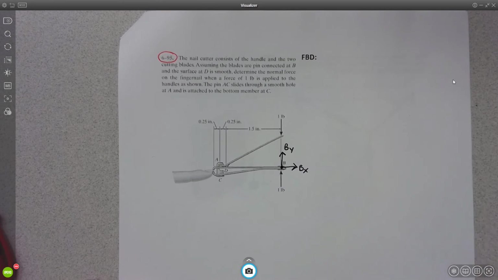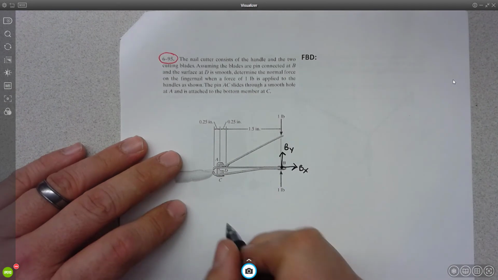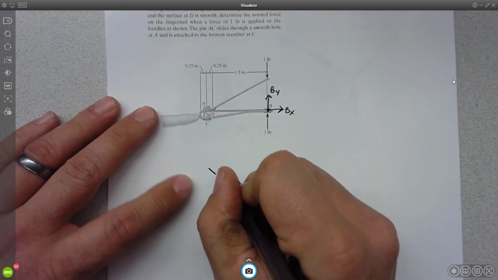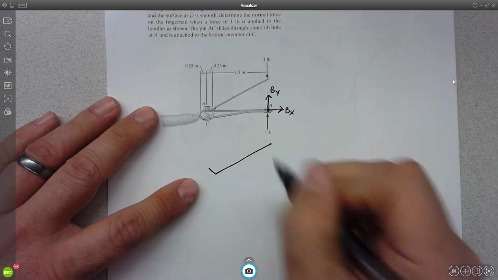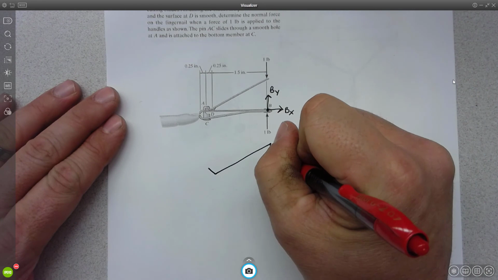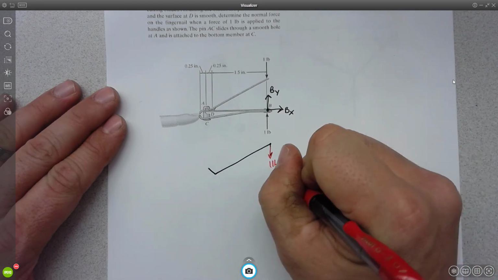Let's draw some free body diagrams. What do you say? Say, oh, Andy, that sounds like fun. I'd love to draw a free body diagram. Thanks for asking. Good job.